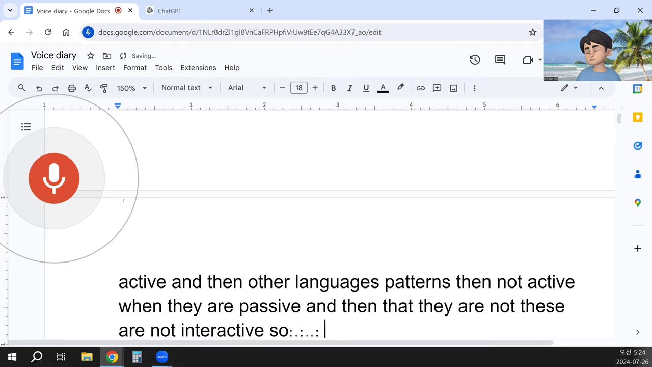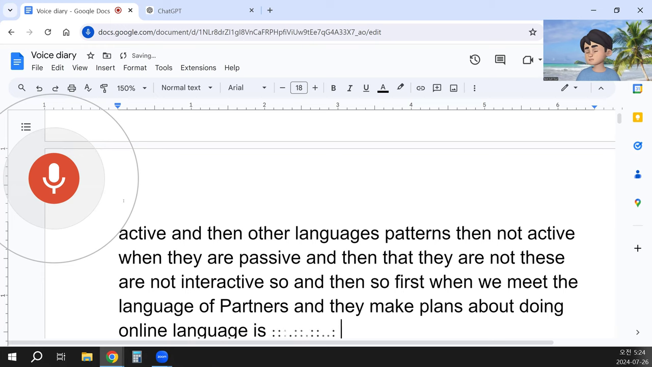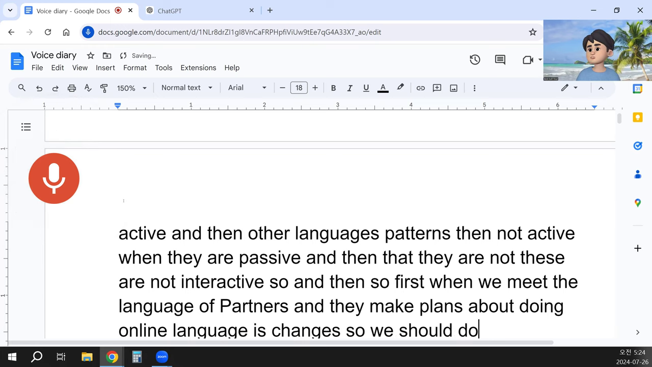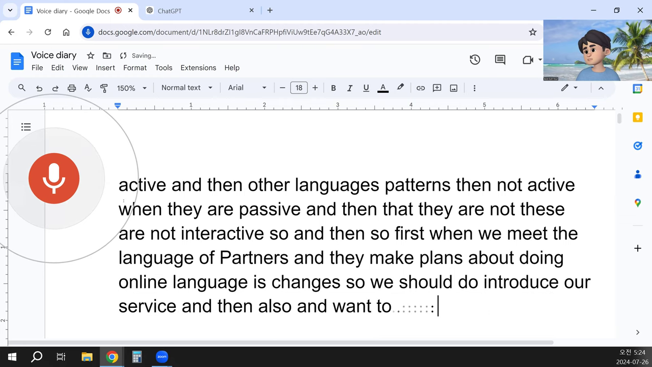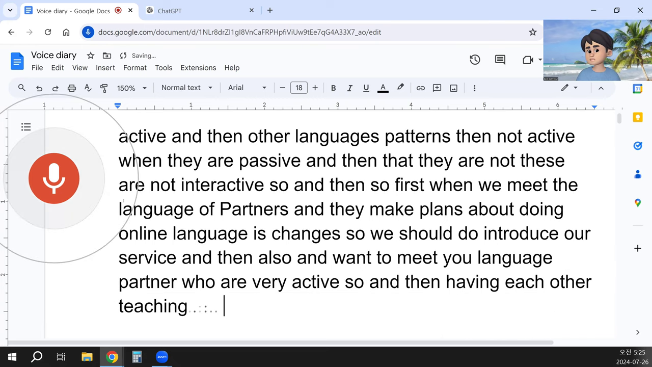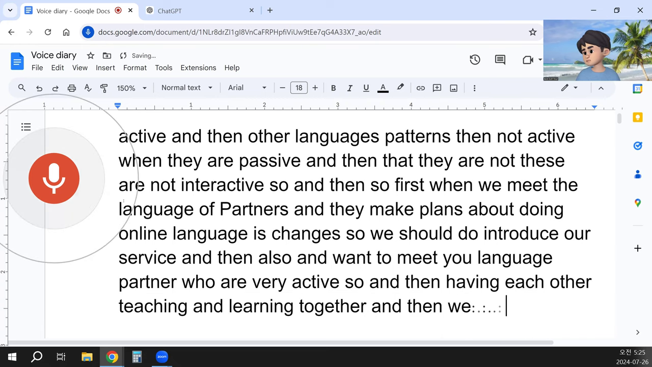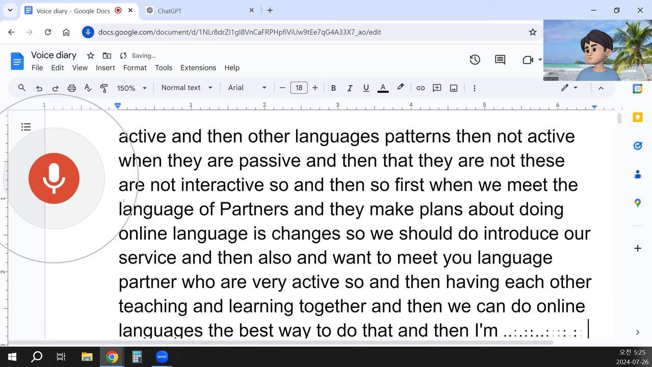So first when we meet the language partners, we make plans about doing online language exchanges. We should introduce ourselves, and also want to meet language partners who are very active. Then, helping each other, teaching and learning together, we can do online language exchange interactively. That is the best way to do it. And interactive means doing together.